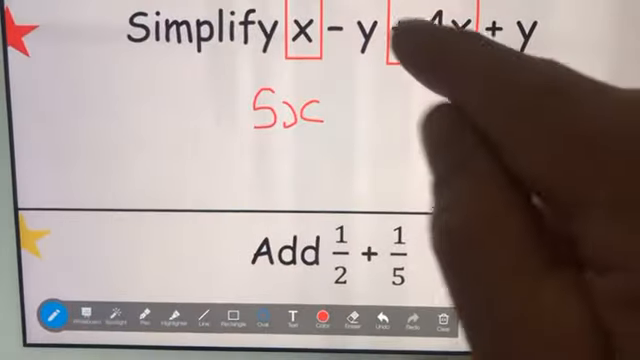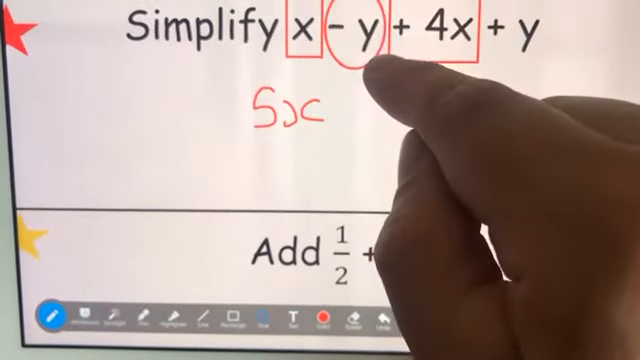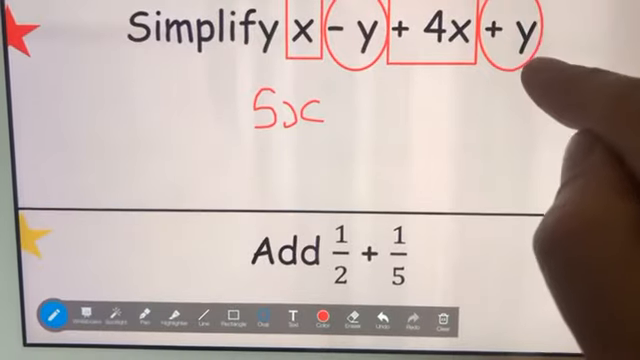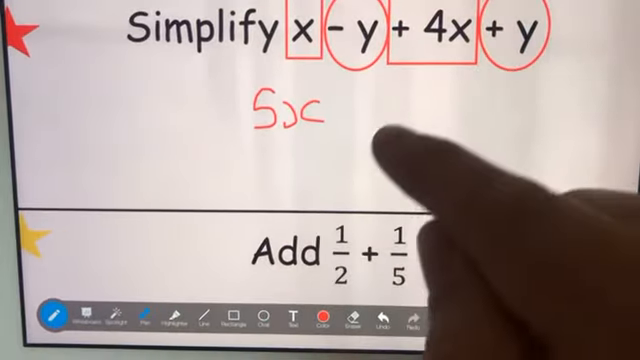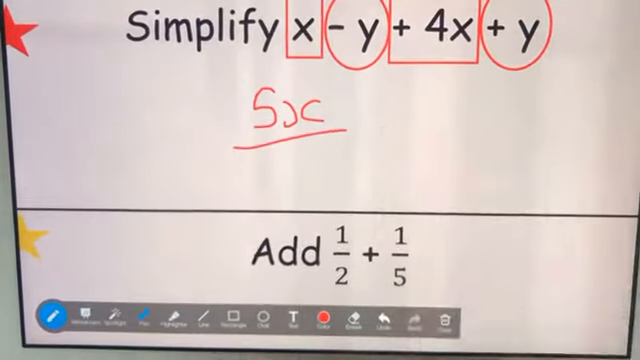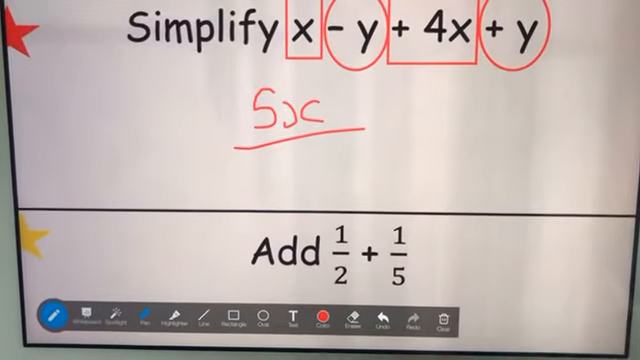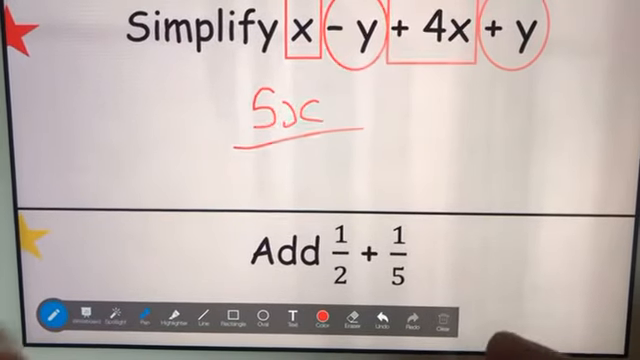Then I'm going to do some ovals this time. I've got minus 1y plus 1y. Well, that's an easy one because minus 1 plus 1 just leaves us with nothing. So my final answer is just 5x because the y's cancel each other out.